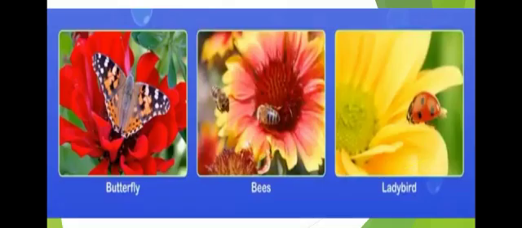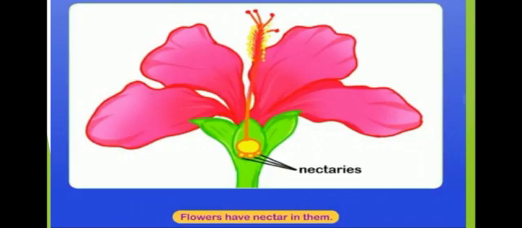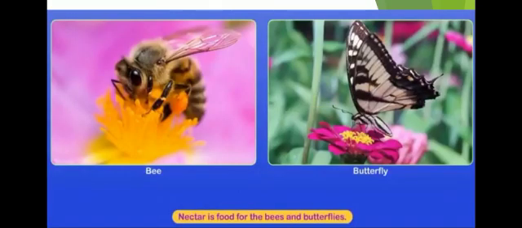The main function of the flower is to attract insects. Another function is that the flower develops into fruit. They attract insects like butterflies and bees. Why do insects get attracted to the flower? Because the flower has nectar in it. This nectar is food for the bees and butterflies. So these are the main functions of the root, stem, leaf and flower in the plant. It helps the plant to reproduce.